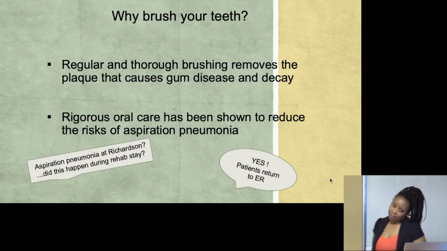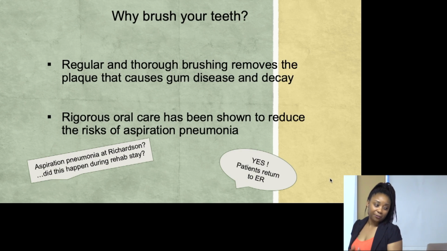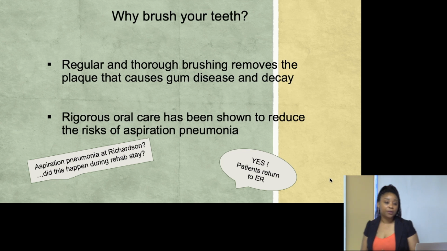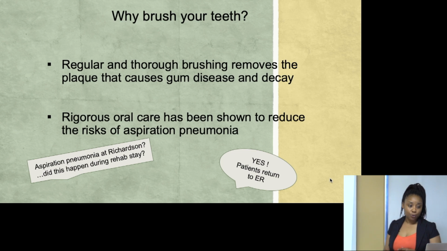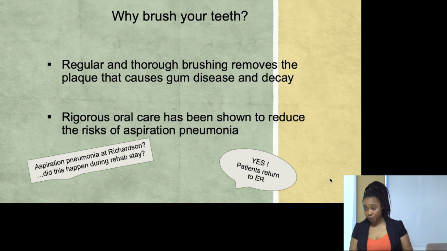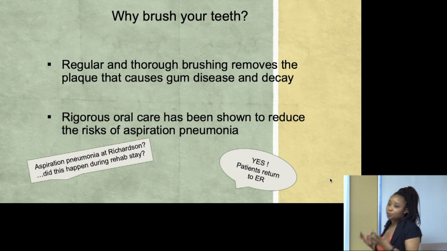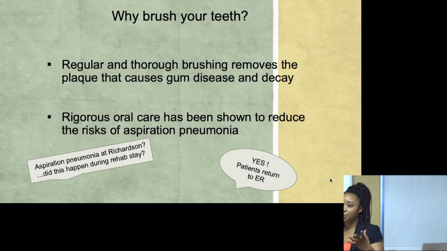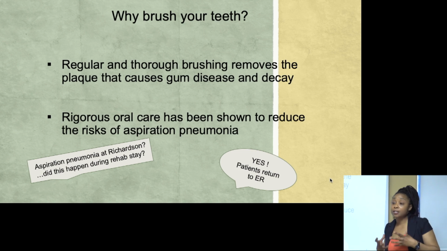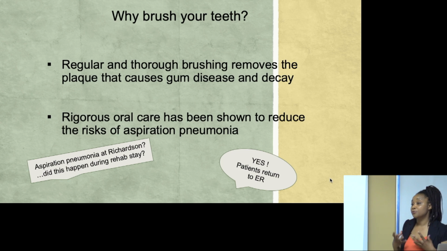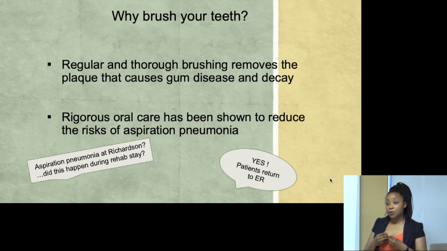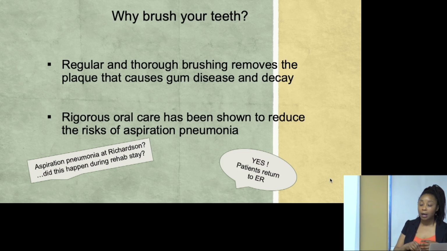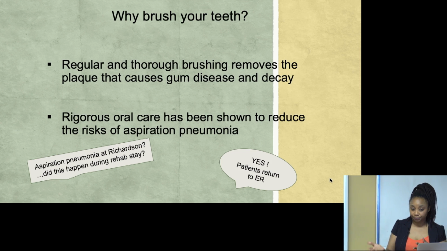Now, why do we brush our teeth? It may seem like a silly question, but it's a very pertinent question. Regular and thorough brushing removes the plaque that causes gum disease and decay. Rigorous oral care has been shown to reduce the risk of aspiration pneumonia. If you aspirate your own saliva, which is fairly clean, good. But if your oral hygiene is compromised and you have all kinds of bacteria, I mean, we always have bacteria in our mouths, that's known, but poor oral hygiene has been linked to the risk of aspiration pneumonia.